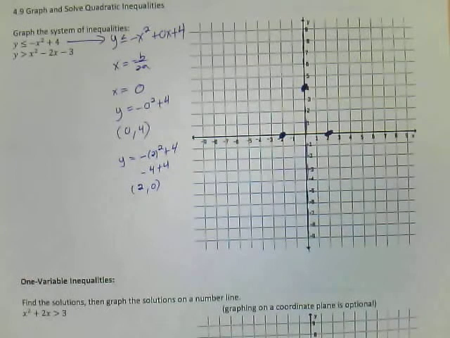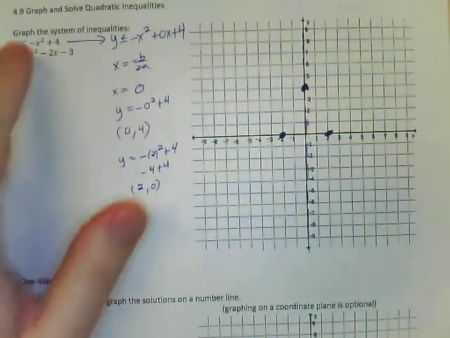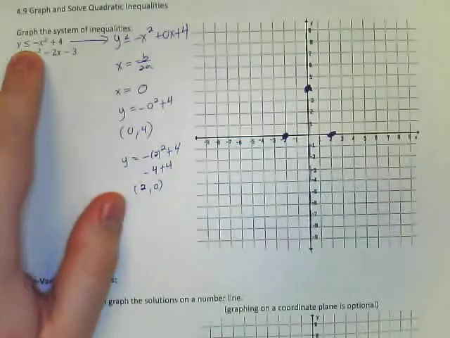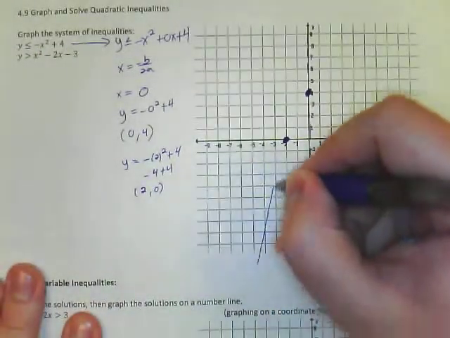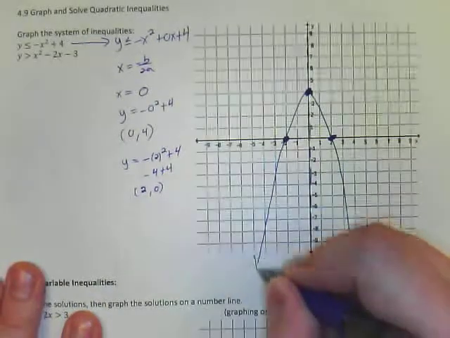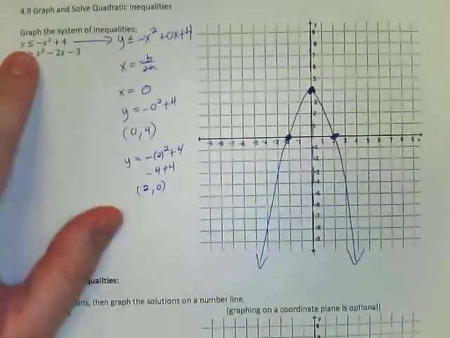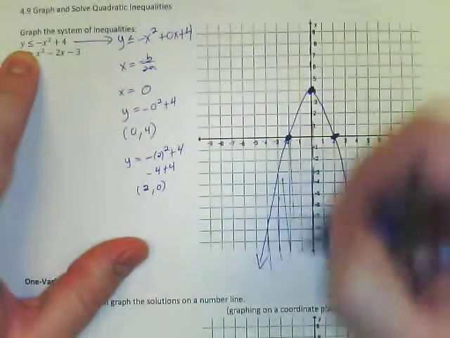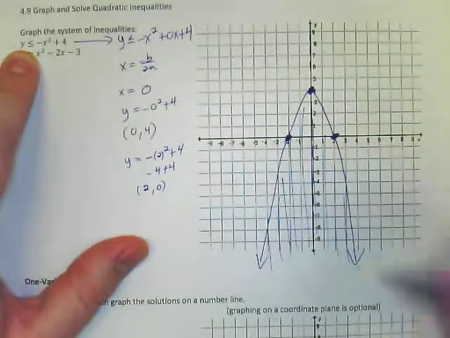Now, to draw the graph itself, we're going to have to first look at whether the line should be solid or dotted. So this is y is less than or equal to. So that tells us we're going to have a solid line. And so we're going to draw a solid line through here. Now it says we want y values less than this graph. So less than for y values would be underneath. So we're going to shade in the area underneath.